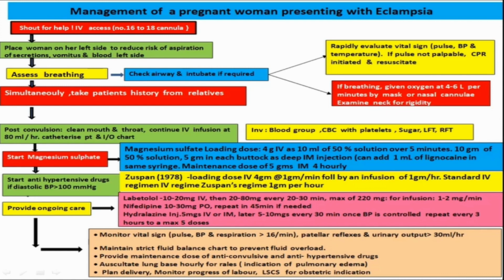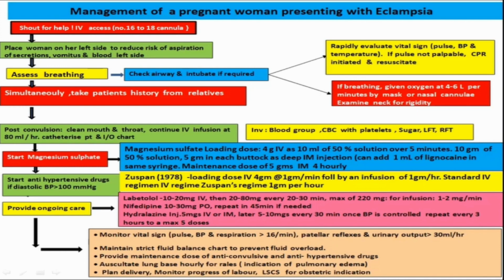Then start antihypertensive drugs if the diastolic BP is more than 100. The Zuspan regimen you can start: loading dose IV 4 grams at 1 gram per minute, followed by an infusion of 1 gram per hour. Zuspan regimen is 4 grams at 1 gram per minute, then 1 gram per hour. Standard IV regimen is 1 gram per hour.